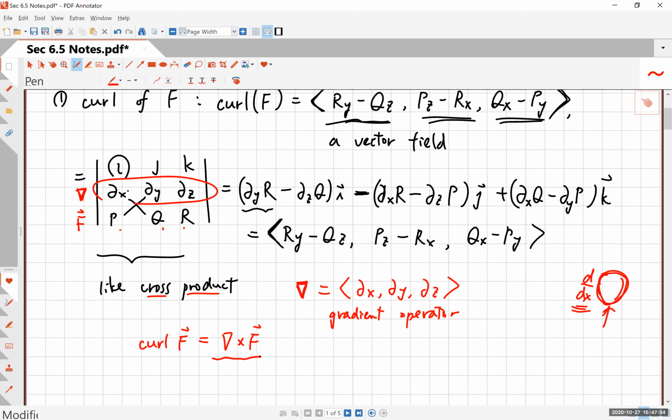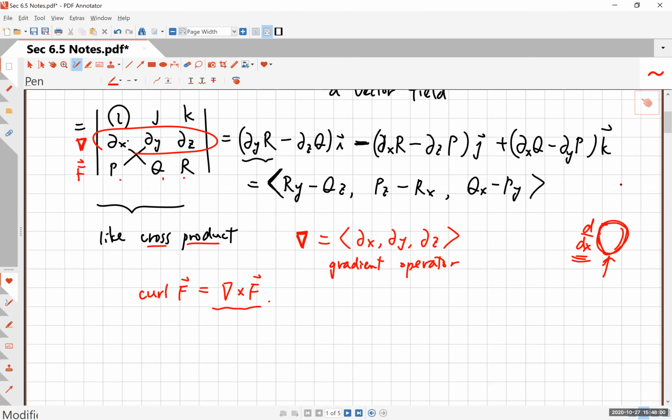Okay, so if you see this, it doesn't mean anything magical, like a secret code. All this says is the curl of f is the gradient operator crossed with f, even though it's not really a cross product. It looks like a cross product. And this is a great way to remember how to calculate the curl of the vector field f.